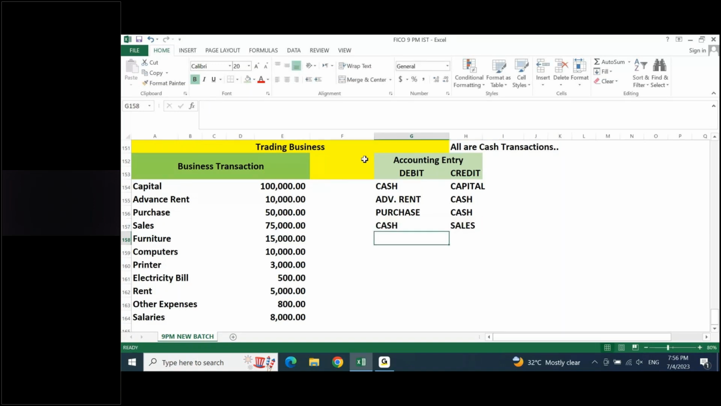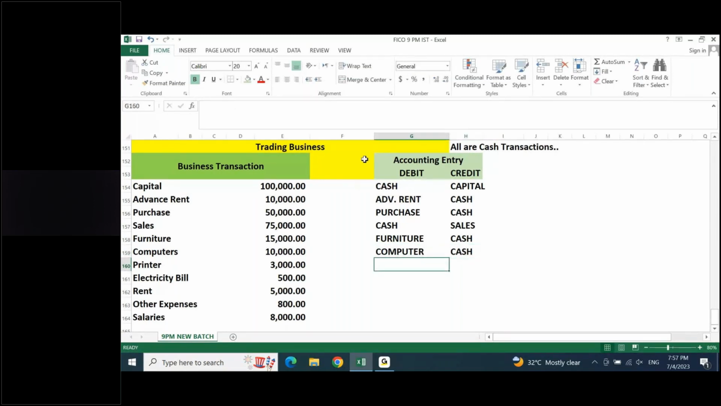For furniture purchase, furniture account debit, cash account credit. For furniture, furniture will be debit, cash will be credit. For computer purchase, computer account debit, cash account credit.